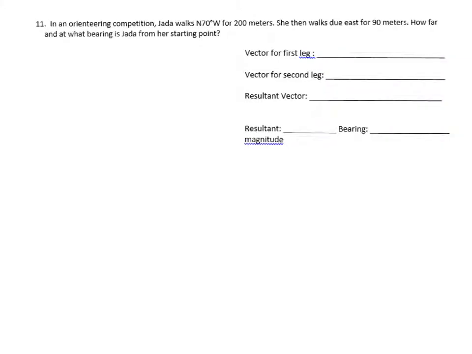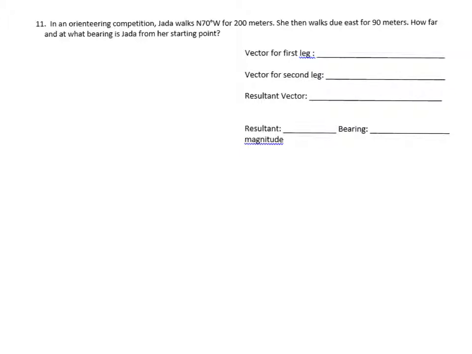Okay, 11. In an orienteering competition, Jade walks north 70 degrees west for 200 meters. Then she walks due east for 90 meters. How far and what bearing is Jada from her starting point?